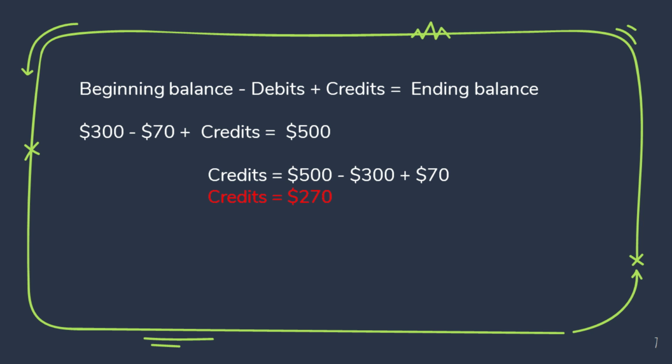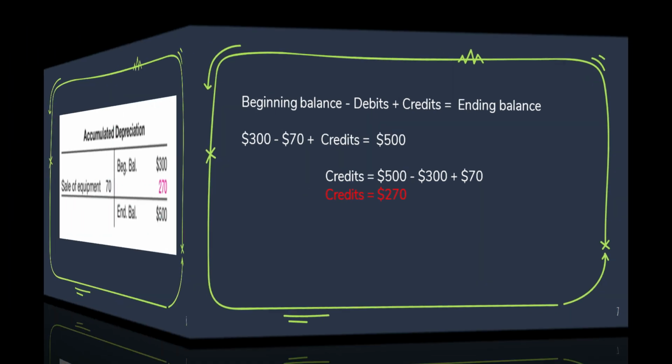Also, assume that the company sold equipment with accumulated depreciation of $70 during the period. Given that we use debits to the accumulated depreciation account to record accumulated depreciation on assets that have been sold or retired, the depreciation that needs to be added to net income is computed as follows. We have the beginning balance of $300, minus the debits of $70, plus the credits, equal to $500, the ending balance. The credits are equal to 500 minus 300 plus $70. So the credits equal $270.